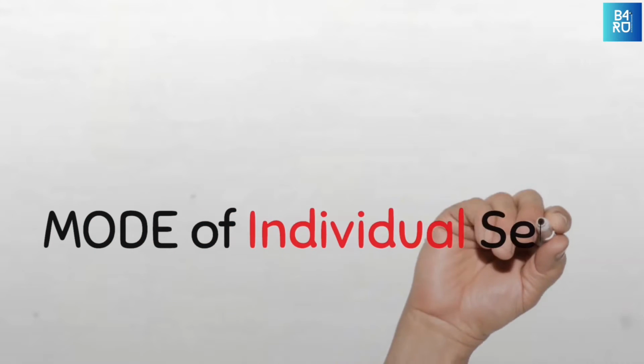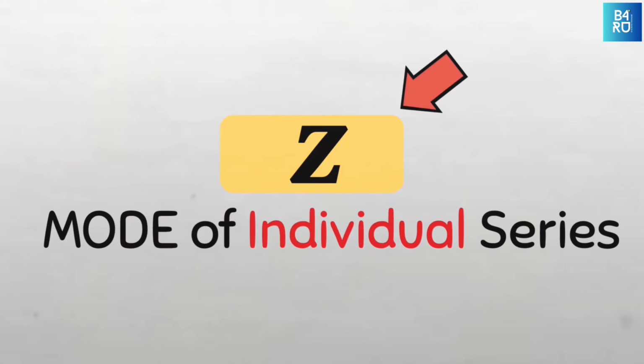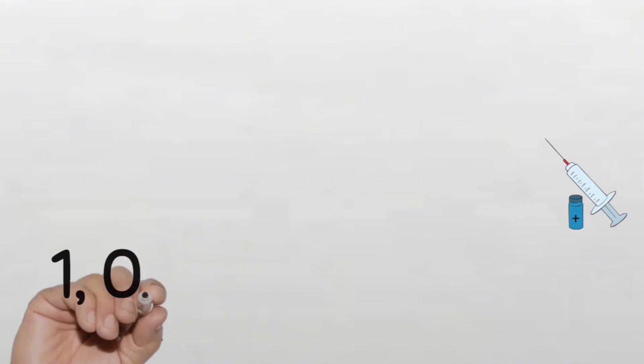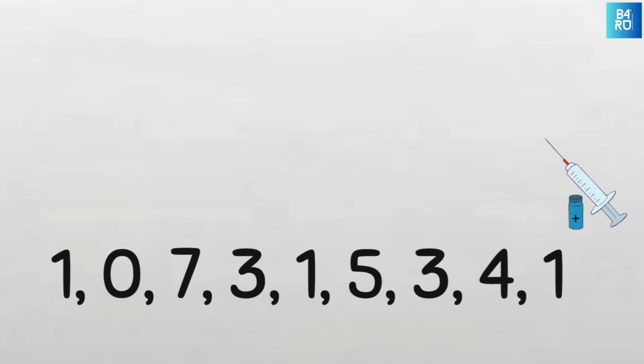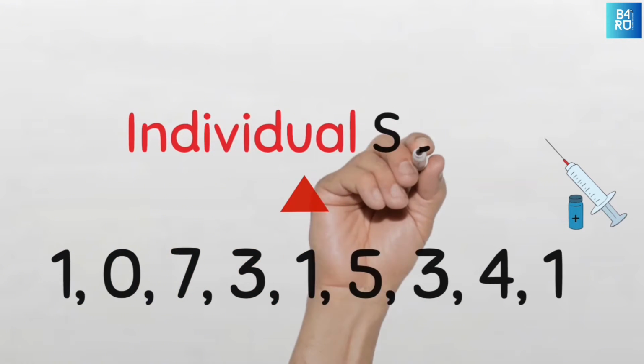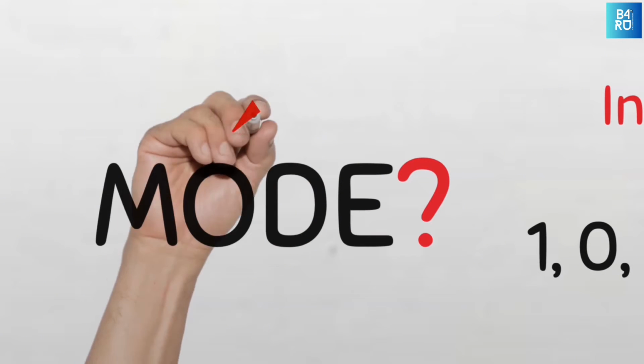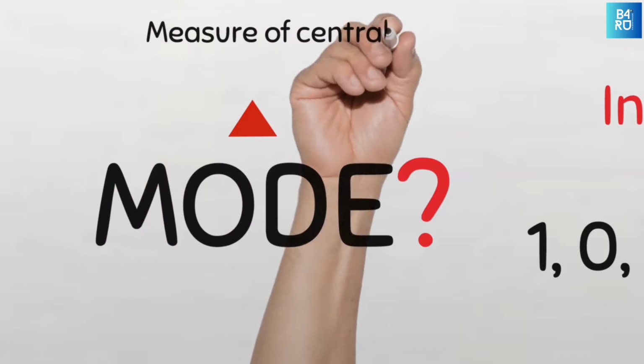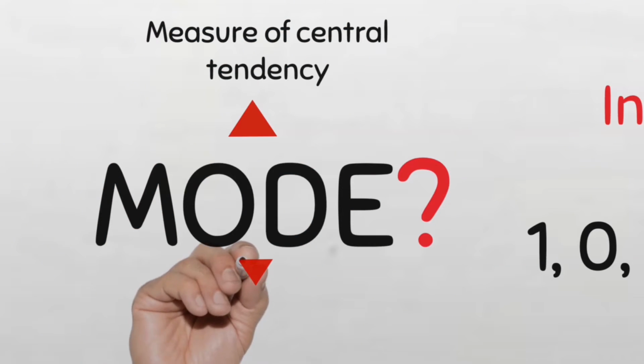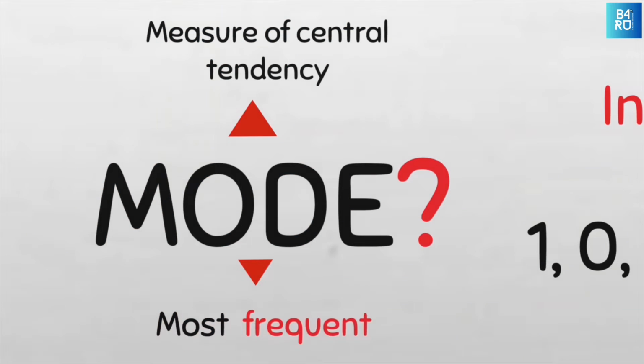Mode of individual series data. This is the dataset of the number of vaccinations per child received by a sample of 9 children in Samaru Zaria. This is an individual series data because each number here represents the data from one child. Let's find the mode of this data. Recall that the mode is a measure of central tendency that indicates the most frequent value of the dataset. So our task here is simply to find the most frequent value, right?